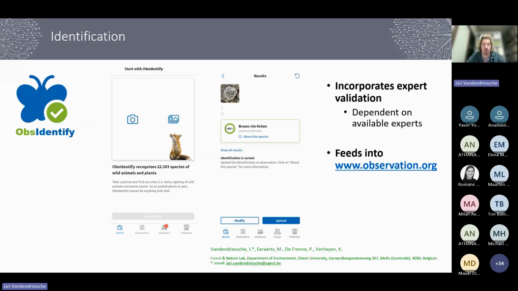To give a small overview of all these different tools, this is how Identifier works. You take a picture within the app, and it gives a result with what the algorithm thinks you're observing. With good pictures, we can get very good results as well. It also incorporates expert validation, and it feeds into an open database of observation.org. So all data you can find on the internet.